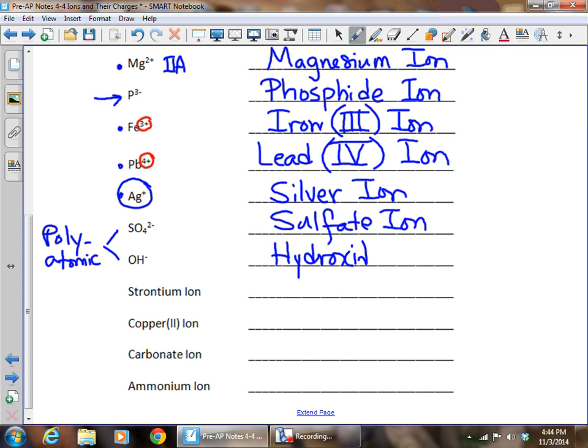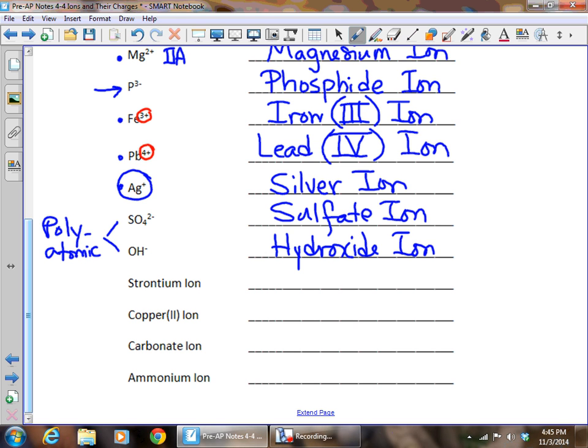Now you want to look for these. It's easy to see them and pick them out when they are in the formula form, because you can see that there are obviously 2 capital letters, so there are 2 different elements in there. So they're easy to pick out. Not so easy when they are in the word form, the name form.